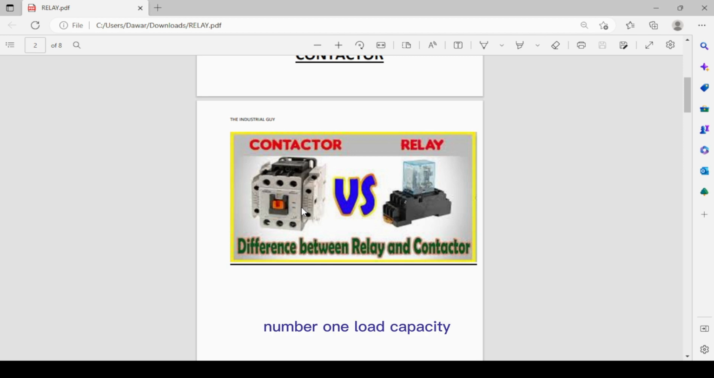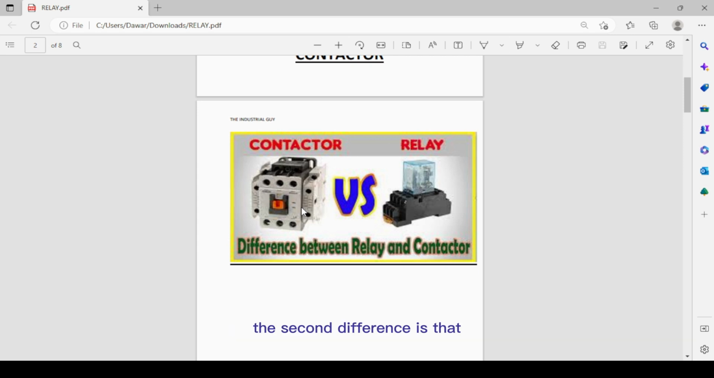Number one, load capacity. The first difference between a relay and a contactor is that they have different load capacities. Relays are used with electrical loads of around 10 amperes or less, while contactor load capacity is greater than 10 amps. Number 2, open and close contact standards.